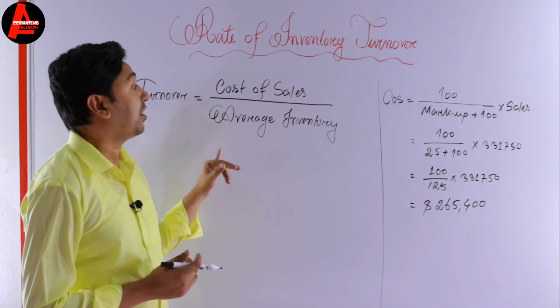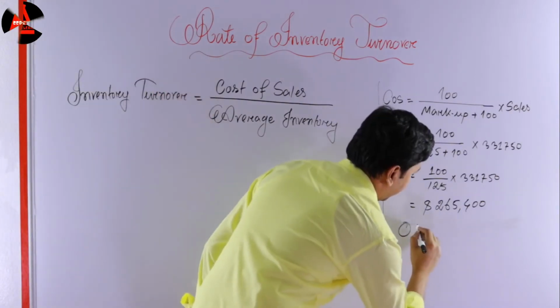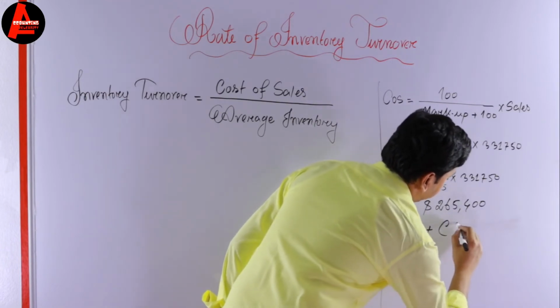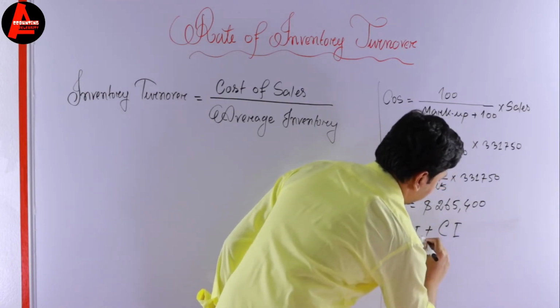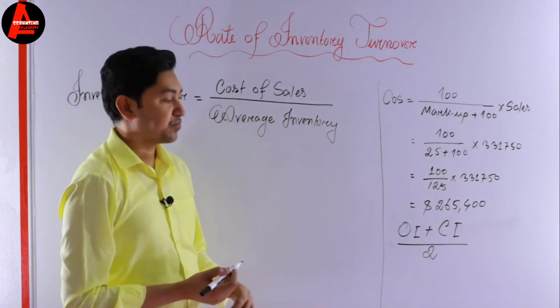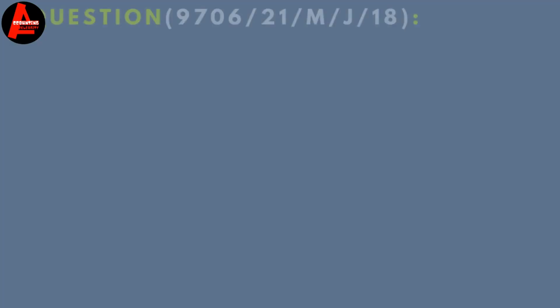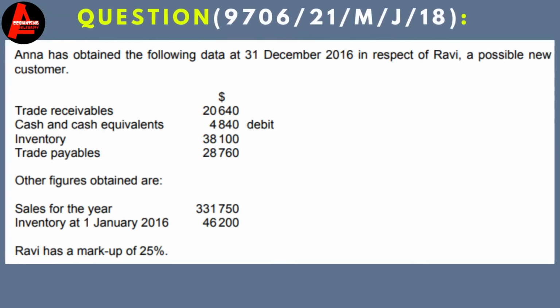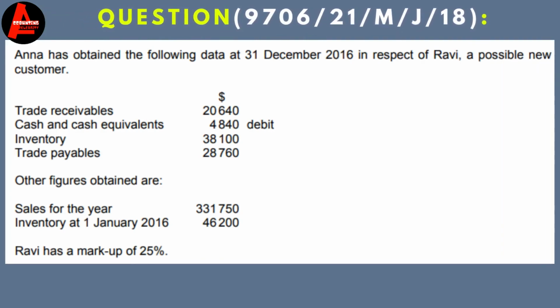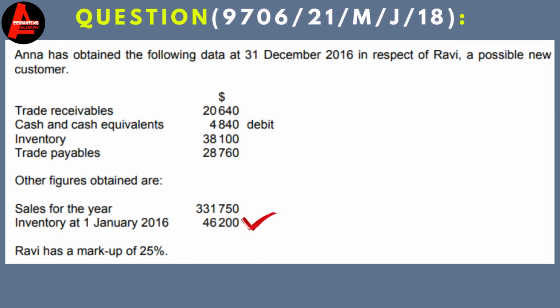Now we will calculate our average inventory. We know average inventory equals what? Opening inventory plus closing inventory divided by 2. This is the formula to calculate average inventory. Have a look at the question once again. What is our opening inventory? Opening inventory, at 1st January 2016, was $46,200. And the closing inventory is given in the beginning of the question, which is $38,100.